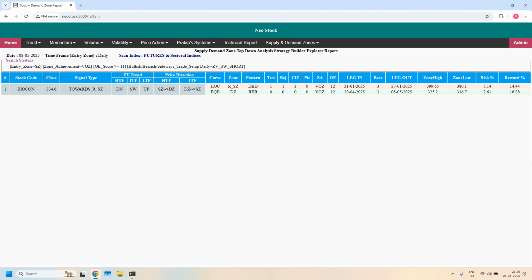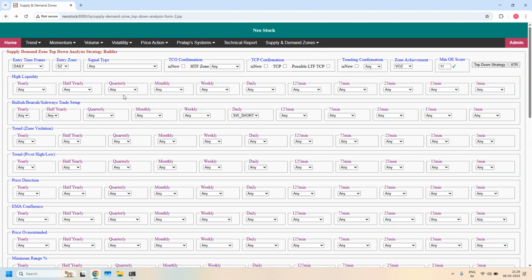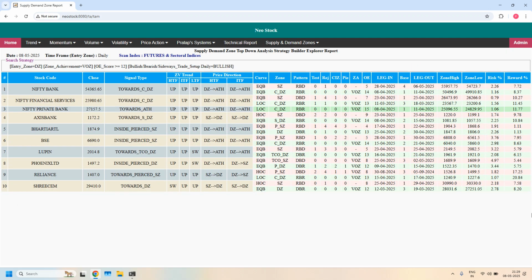Okay, next monthly income trade bullish trade setup. Entry zone, demand zone, entry time frame anyway daily. Now I am selecting bullish and in minimum odd enhancer score I am selecting 12. Let's filter. We got 10 stocks.